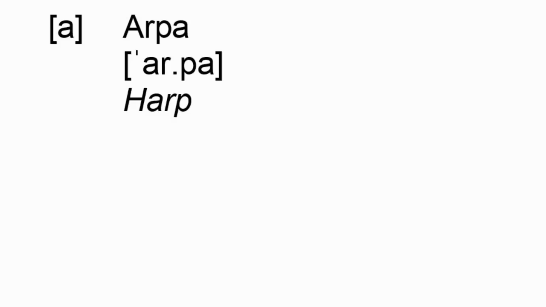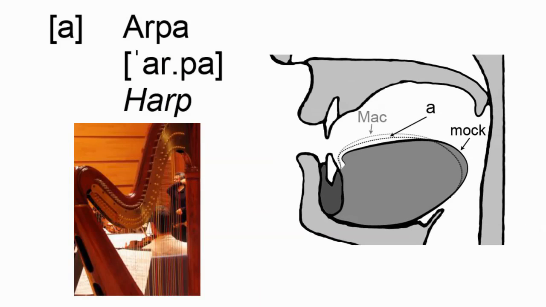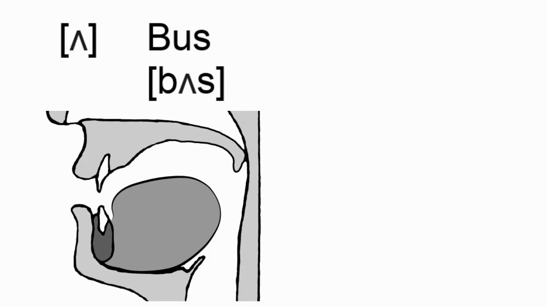And now we come to the last of the Spanish vowels, A, as in arpa. This one is really fascinating. Now, for most other languages, I try to explain A as a vowel that is halfway between A, as in mock, and A as in Mac. And this does work as a way of explaining the vowel. But for Spanish, the tongue position of A actually lines up almost perfectly with the tongue position of English's vowel in bus. But that's pretty weird.